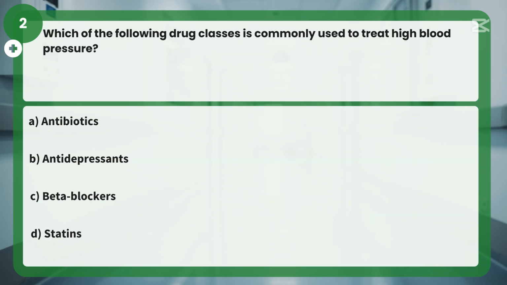Question 2. Which of the following drug classes is commonly used to treat high blood pressure? A. Antibiotics. B. Antidepressants. C. Beta blockers. D. Statins.